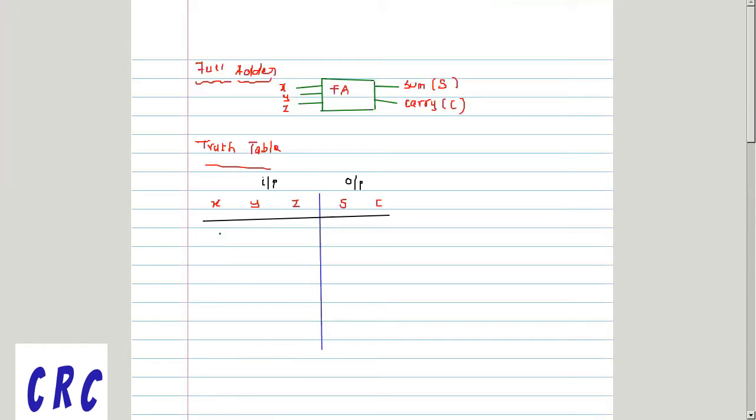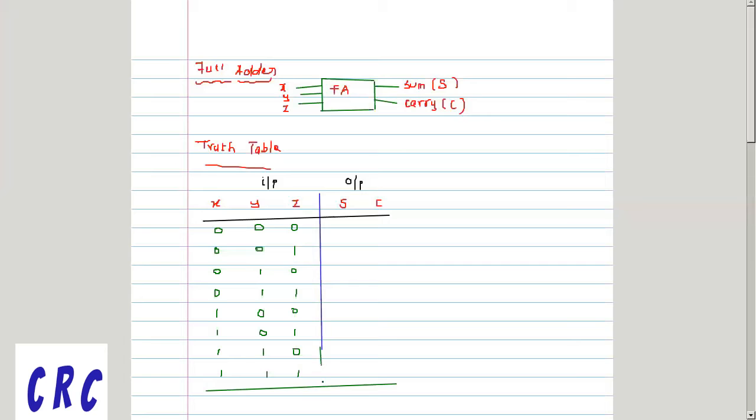The first combination is all the values are 0. Next I'm going to have 0, 0, 1. The next combination is 2. How is 2 represented? 0, 1, 0. How is 3 represented? 0, 1, 1. 4 is represented as 1, 0, 0. 5 as 1, 0, 1. And 6 is represented as 1, 1, 0. Finally, 7 is represented as 1, 1, 1. So I have formulated the input.